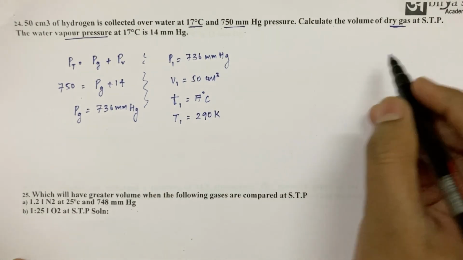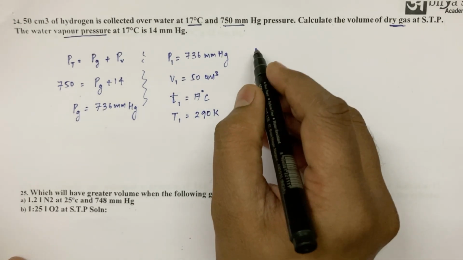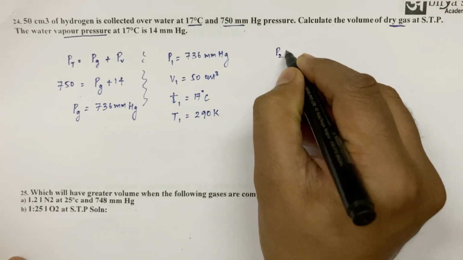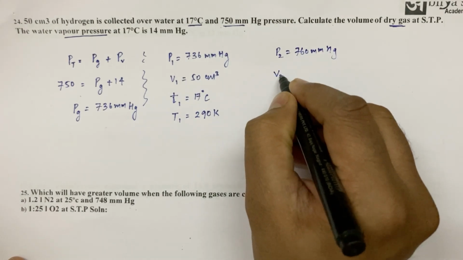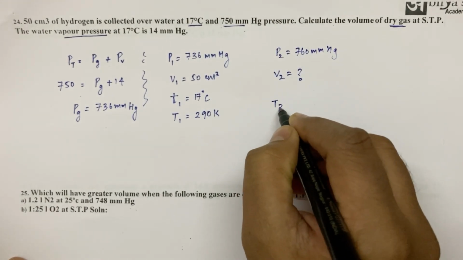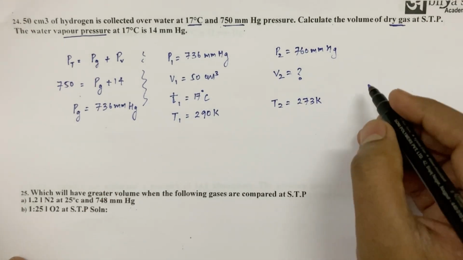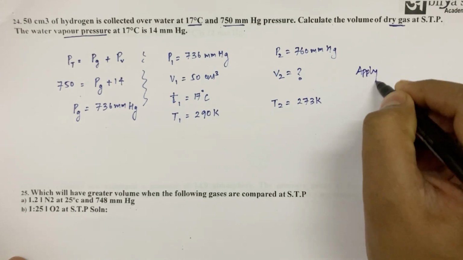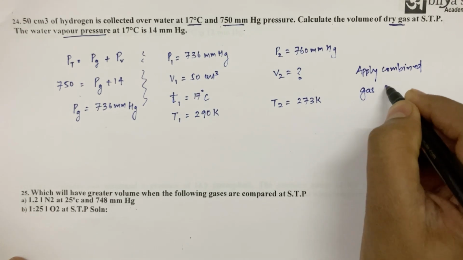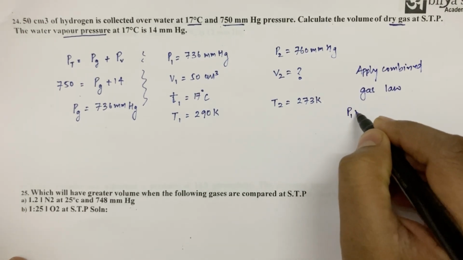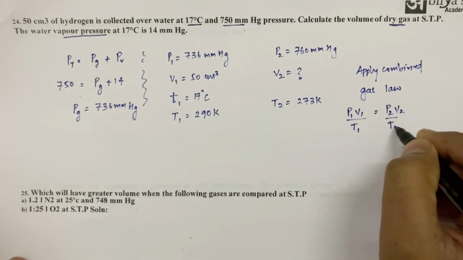Now they are asking us that this should be calculated at STP. So at STP, P2 is equal to 760 mm Hg, V2 is the question mark, and T2 is equal to 273 Kelvin. So now very simple, apply combined gas law. What will happen? P1 V1 by T1 is equal to P2 V2 by T2.